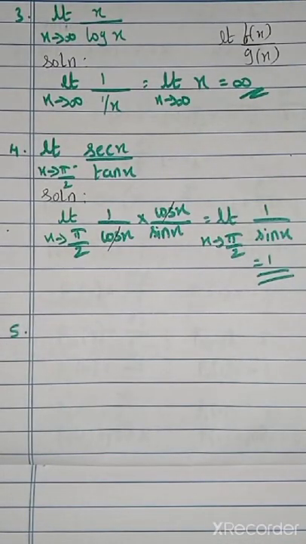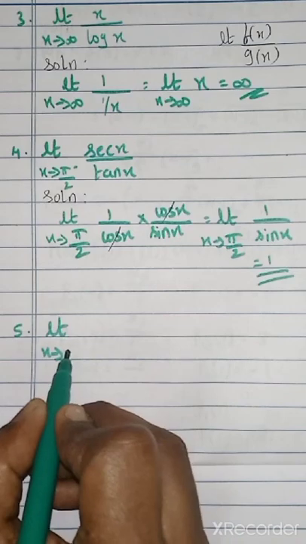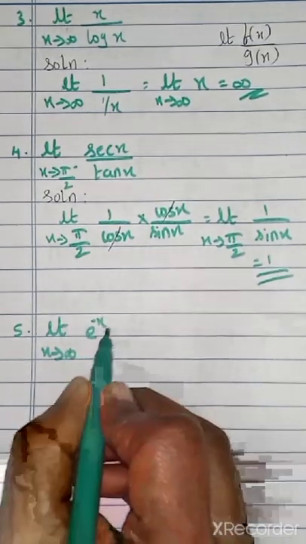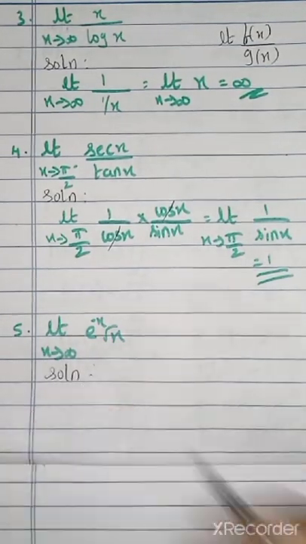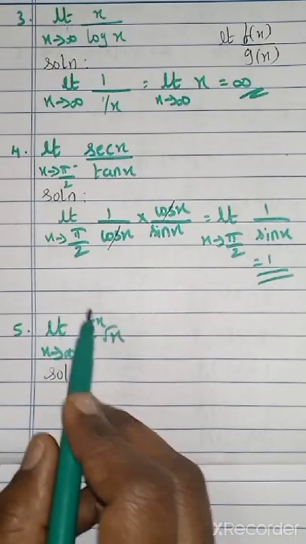Otherwise, you can use some other method to get the answer. Okay, see you next question. Limit x tends to infinity, e power minus x into root x. Okay, so if you see the solution, can we use a L'Hopital rule here?